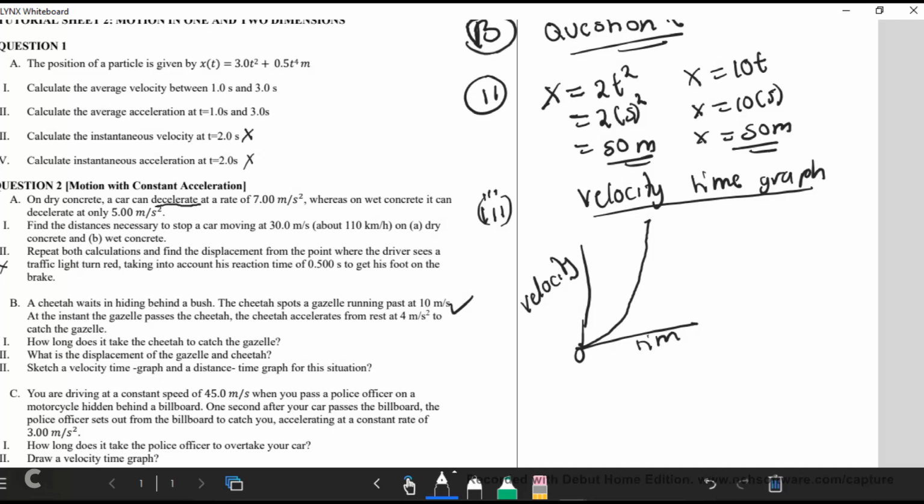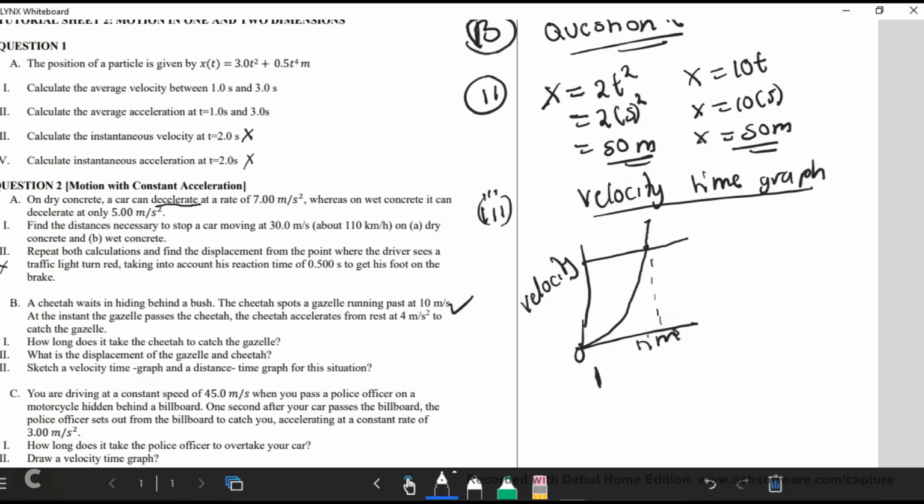Then how about the gazelle? The gazelle, it was just moving at a constant what? Velocity. So meaning that it was just moving at a constant velocity. They met at this point, which is 5 seconds. So this is your velocity-time graph.